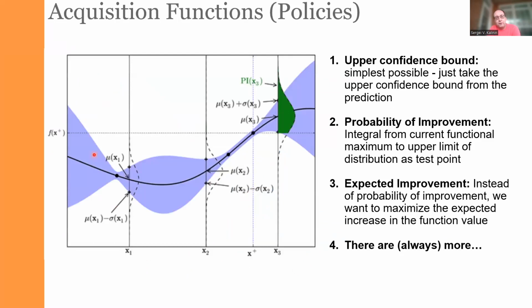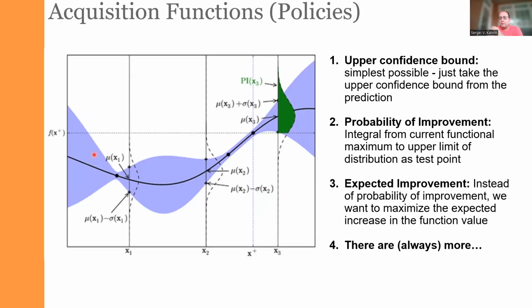We also talked about acquisition functions and policies. The principle of Bayesian optimization is that, based on the data, we create a surrogate model and its uncertainty, and then, having the surrogate model and its uncertainty, we can choose where to perform the next measurement. However, in order to do that, we need some way to balance the prediction and uncertainty.